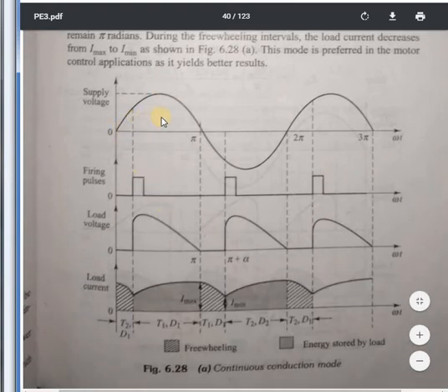In continuous mode, your load current will be continuous during the freewheeling diode interval, and the load current decreases from Imax to Imin. Maximum to minimum it will be varying, but it will not reach zero. This type of configuration is usually preferred in motor control applications.